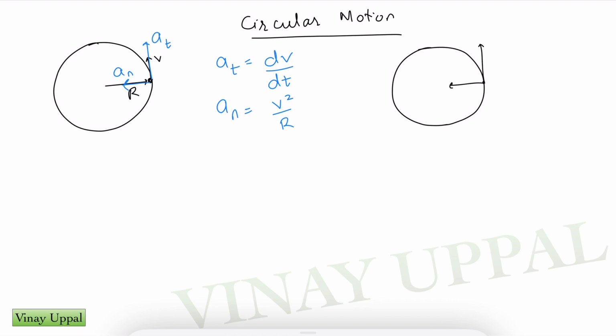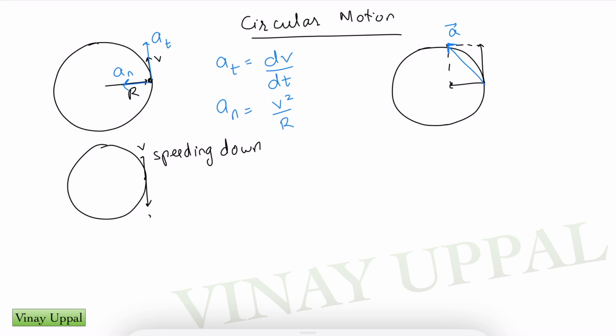The resultant acceleration will be in this direction. If the particle is speeding up, then the tangential component of acceleration will be parallel to velocity. If the particle is slowing down or decelerating, then the tangential component of acceleration will be opposite to velocity.